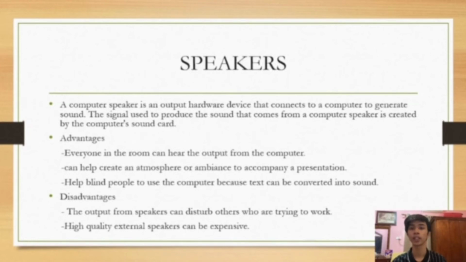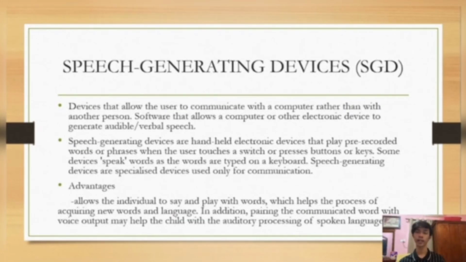The disadvantage of using speakers is the output from speakers can disturb others who are trying to work. High quality external speakers can be expensive. The third one is speech generating device or SGD. The function of SGD is a device that allows the user to communicate with a computer rather than with another person. Software that allows a computer or other electronic device to generate audible verbal speech.